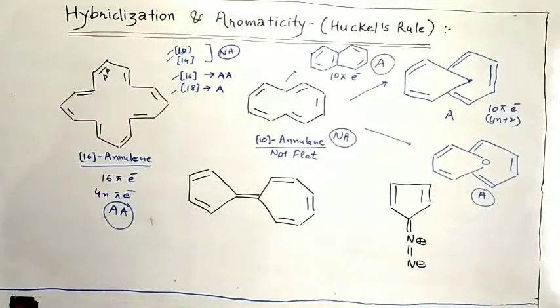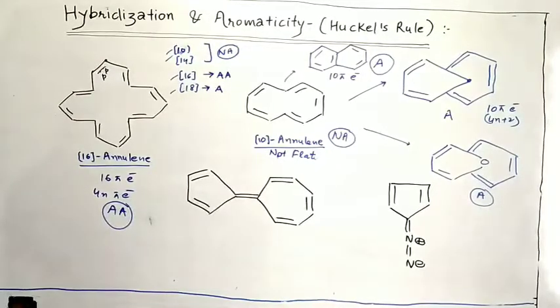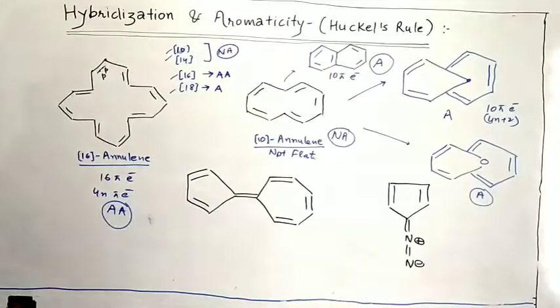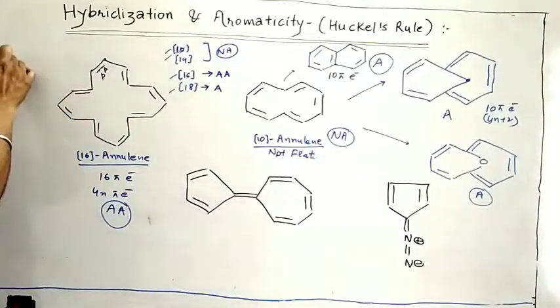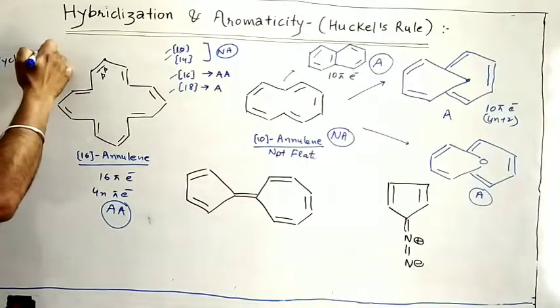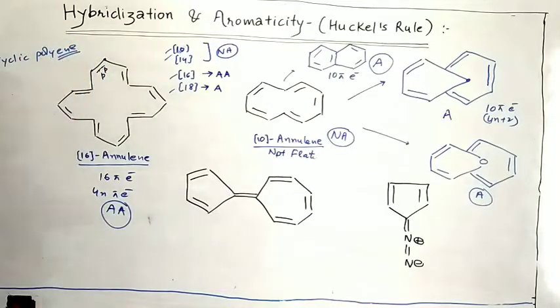By inserting a methylene group or by inserting oxygen, you can also insert sulfur or nitrogen here, and by changing into naphthalene. So this is about the annulenes. So annulenes are basically, you can say, cyclic polyenes. Polyenes means having a number of double bonds.